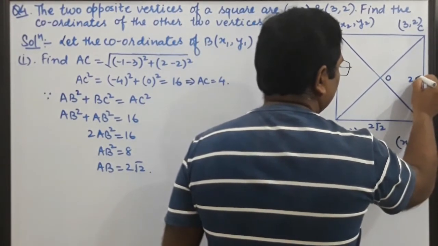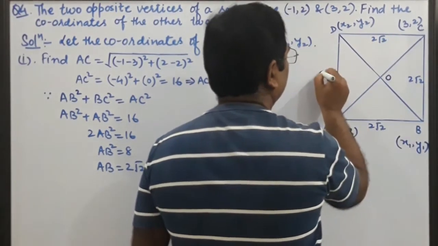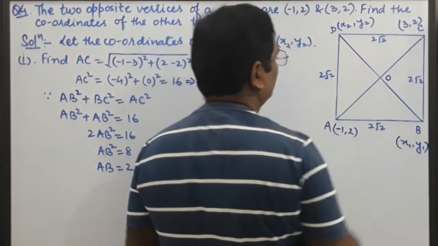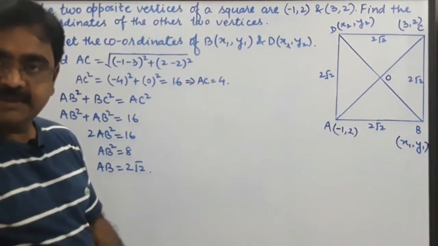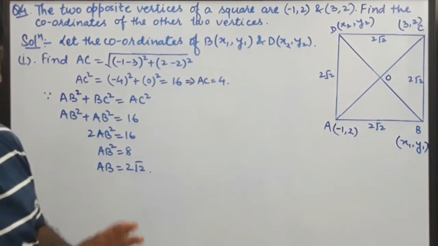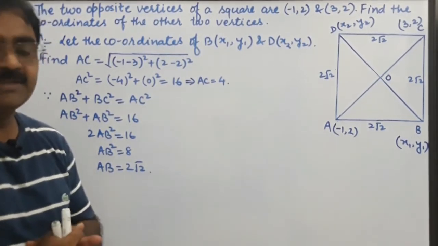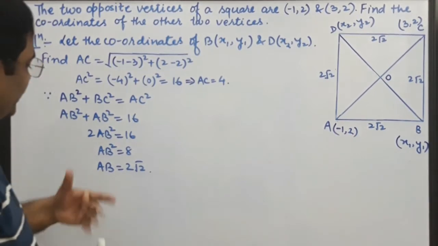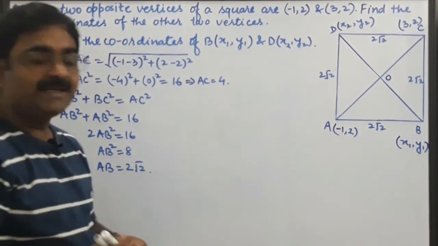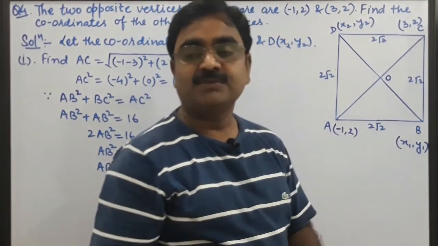It is also 2 root 2, 2 root 2 and 2 root 2. Right? Any problem? If you are facing any problem, you just inform. Right? Chalo. Now after getting the measure of AB, as you know that AB is equal to BC, so let us solve this.